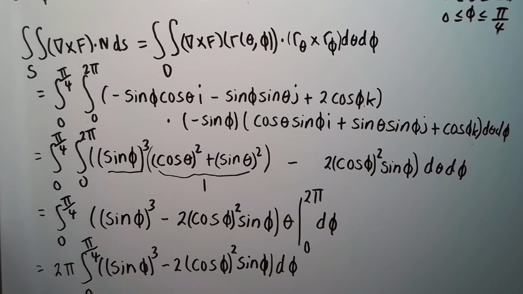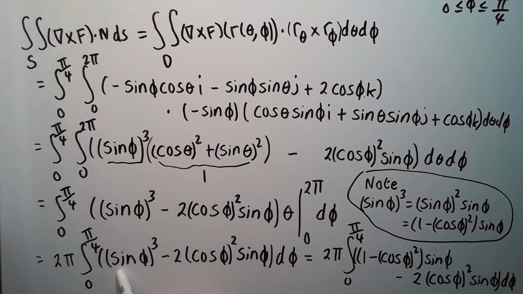Okay, so now we need to integrate this. To integrate the sine cubed, we're going to have to make a substitution. So we're going to write it as sine times sine squared, and then replace the sine squared with 1 minus cosine squared. So I replace the sine phi cubed with 1 minus cosine phi squared times sine phi, because I can break the sine phi cubed down as sine phi squared times sine phi, and the sine phi squared I can replace with 1 minus cosine phi squared. Okay, I'm out of space here, so let me erase some things and write it up here now.